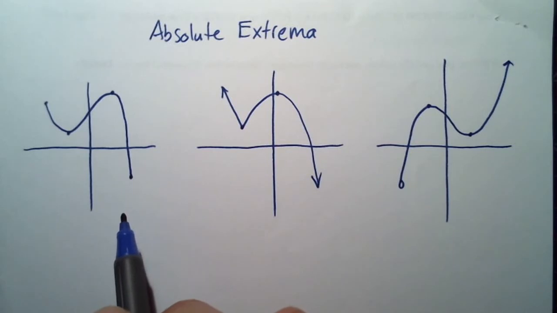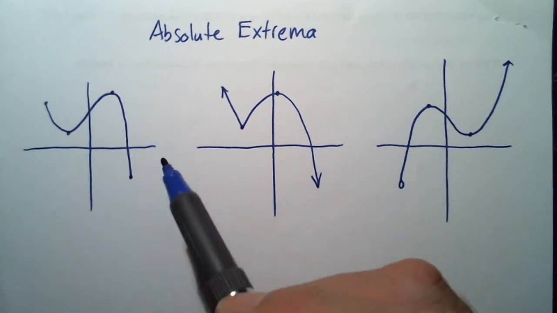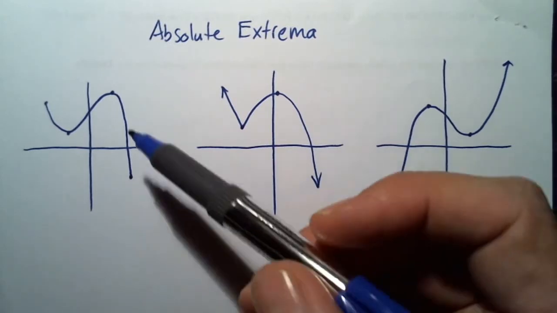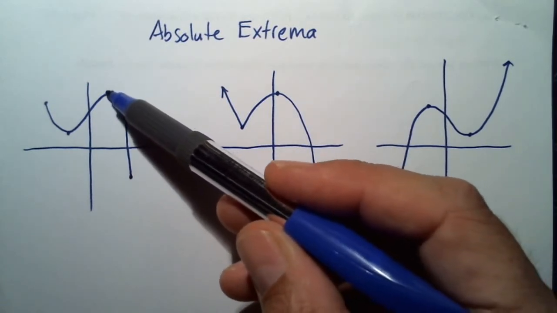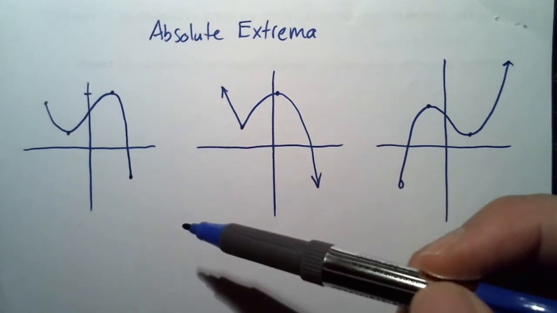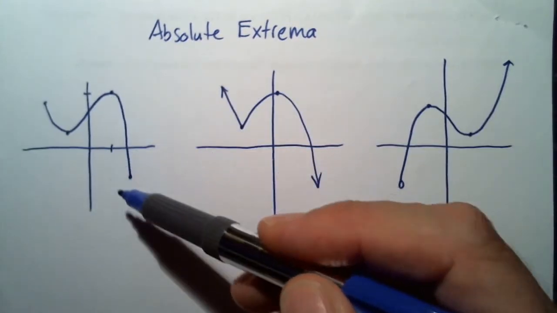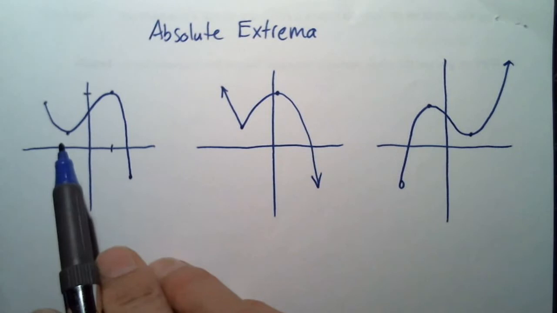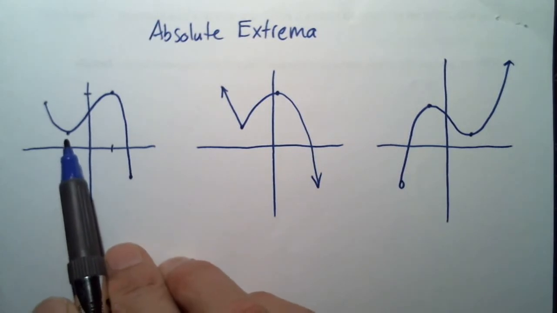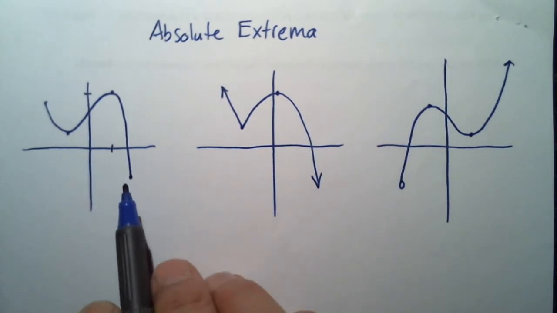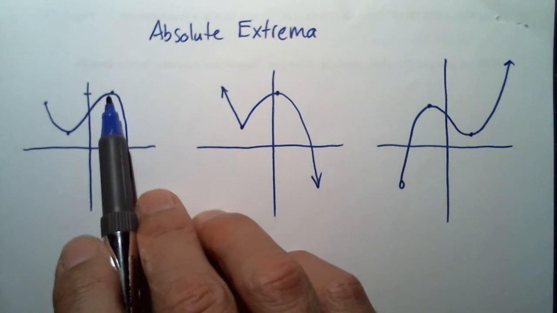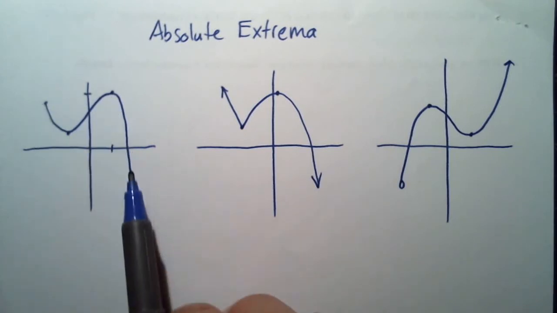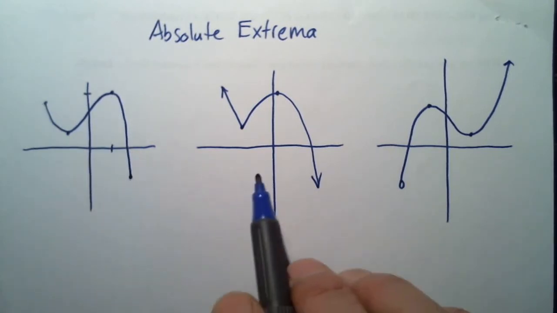If we look for the highest y value on the graph, that's going to be the absolute maximum. So this point has the highest y value, and we say the absolute maximum is whatever that y value is. It occurs at this x value. Here is a low point, but it's not the lowest point, so it's not the absolute minimum. The absolute minimum is here. So we have absolute maximum because it's above that. It's the highest point. Absolute minimum is there.